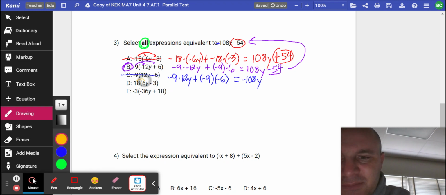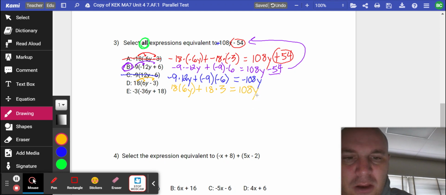We go 18 times 6y, plus 18 times negative 3. I've distributed 18 times 6y, that's going to be 108y, positive, so we're good there. 18 times negative 3 is negative 54, so minus 54, and that one checks out, so answer choice D is one of them.